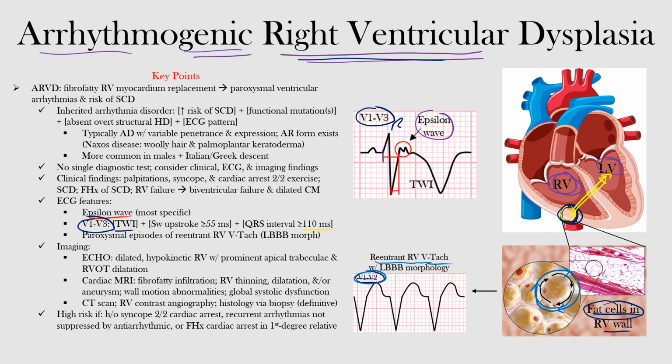Other imaging modalities that can be used when you don't have cardiac MRI available are CT scan as well as right ventricular contrast angiography. In addition, a definitive histological diagnosis can be made via endomyocardial biopsy, or if it's too late, at autopsy.